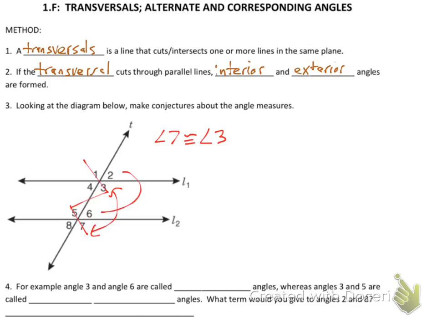2 and 6 are corresponding angles, because, again, I can take 2, pick it up, drag it down, drop it. Same. On the other side, what would be a corresponding angle pair? 1 and 5. And? 4 and 8. Those are corresponding angles. But why the same then for 3 and 5? Or even 4 and 6. They are the same.